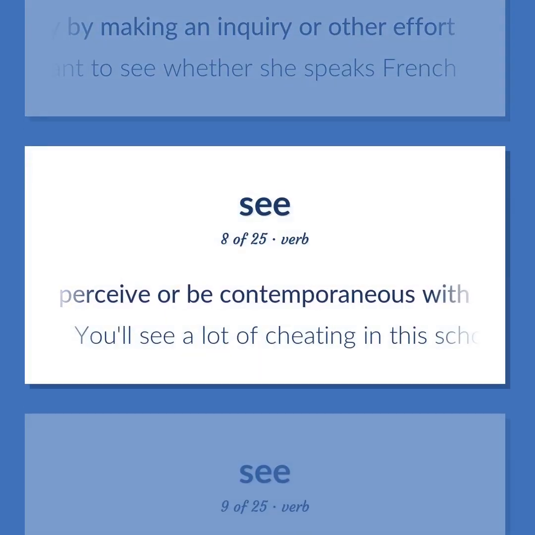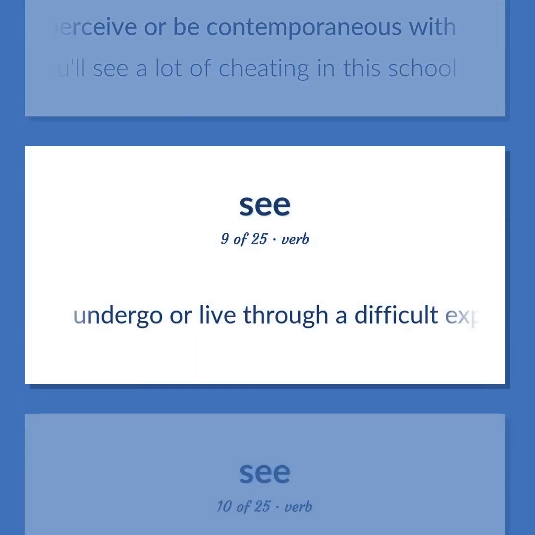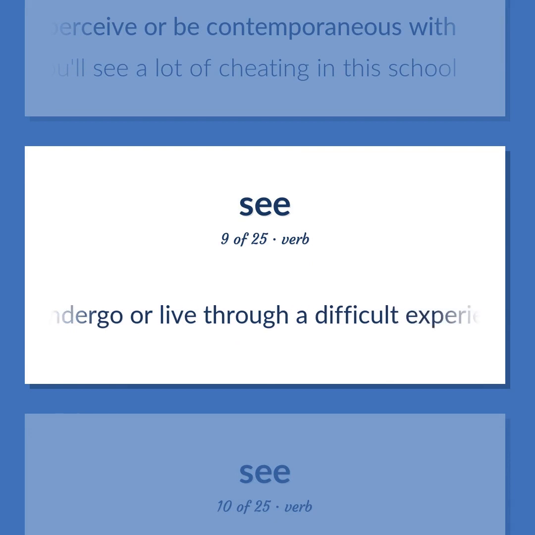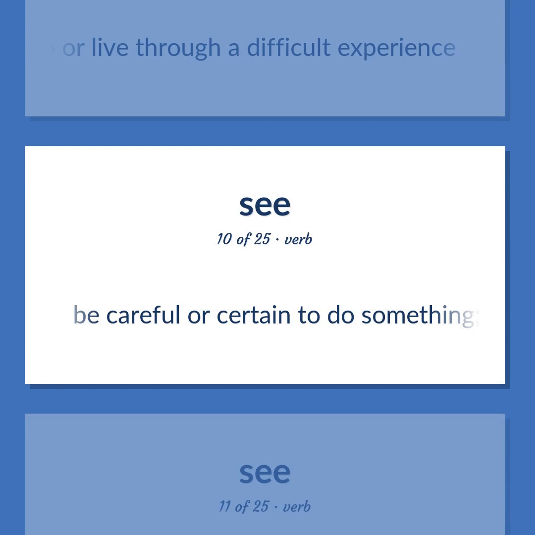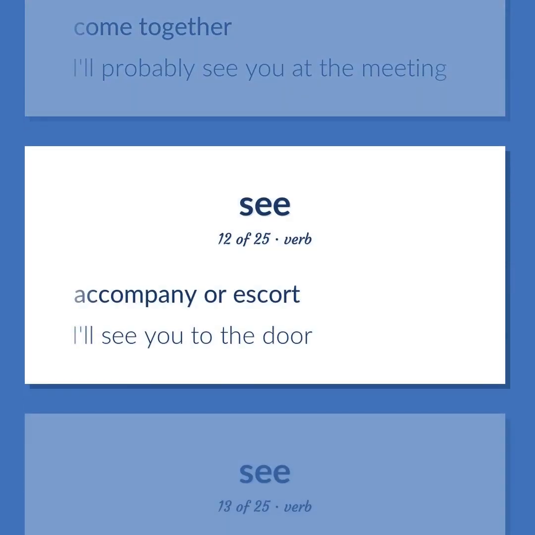Perceive or be contemporaneous with. You'll see a lot of cheating in this school. Undergo or live through a difficult experience. Be careful or certain to do something. Make certain of something. Come together. I'll probably see you at the meeting. Accompany or escort. I'll see you to the door.